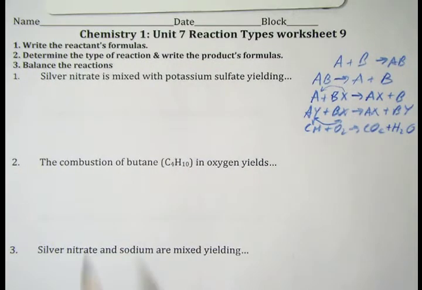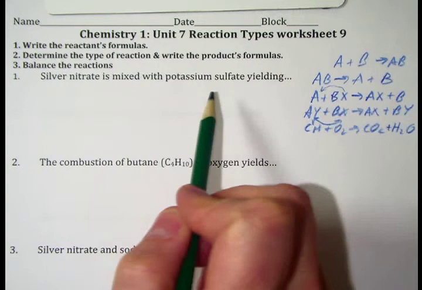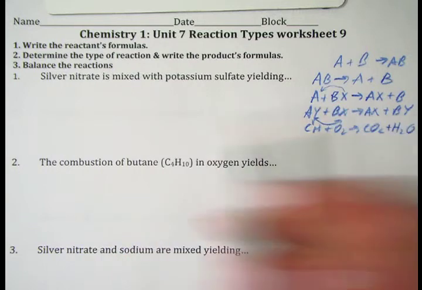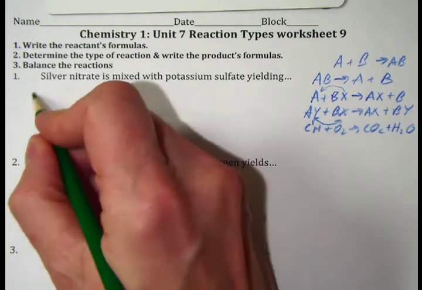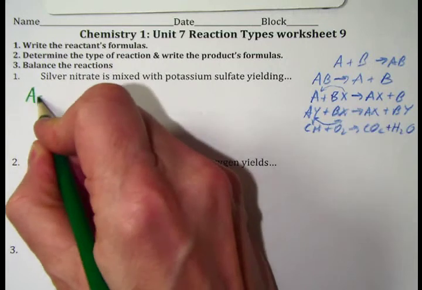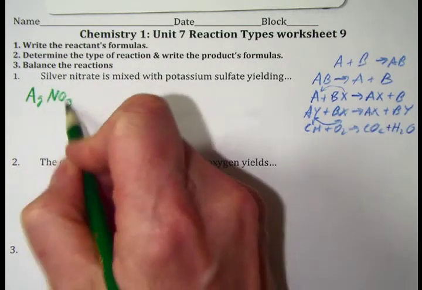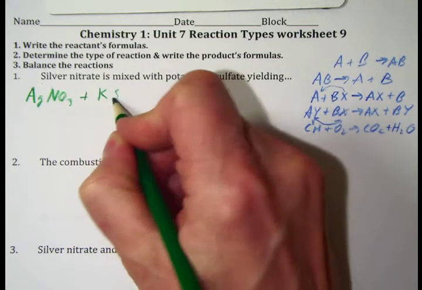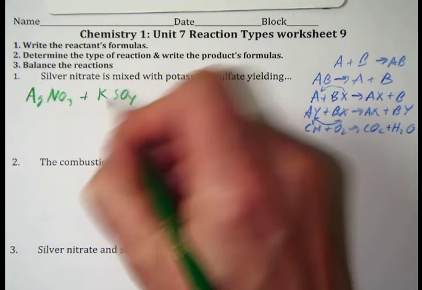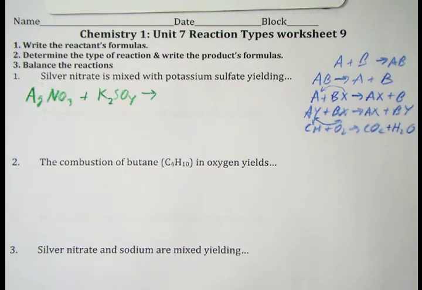Okay, so basically the way you do this is, here the first one is silver nitrate mixed with potassium sulfate yielding whatever. Well, you start by writing the formulas. Silver nitrate: silver and nitrate, NO3, plus 1 and minus 1, is mixed with potassium sulfate, K SO4, plus 1 and minus 2. And you have to recognize what type of reaction you have.